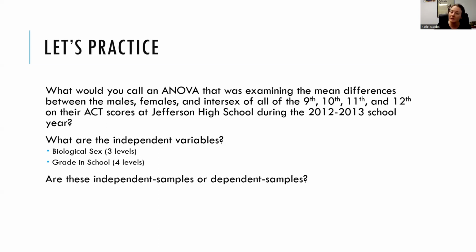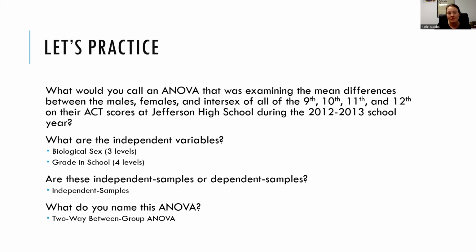So here, are these independent samples or dependent samples? These are independent samples. That's because we have different participants in each level of the independent variable. So what would we name this ANOVA? This would be a 2-way between group ANOVA.